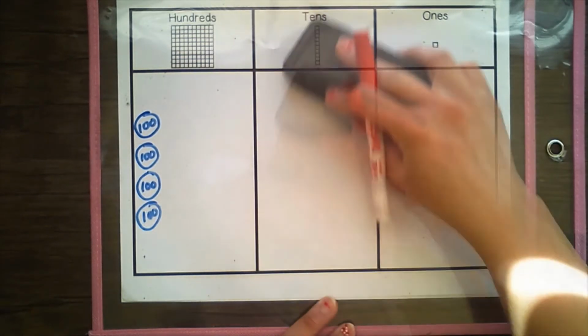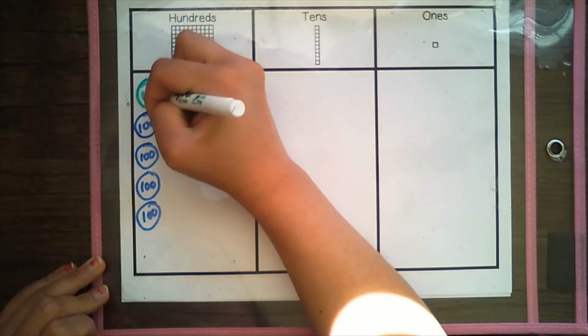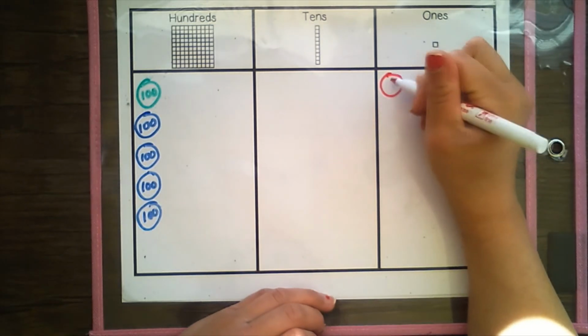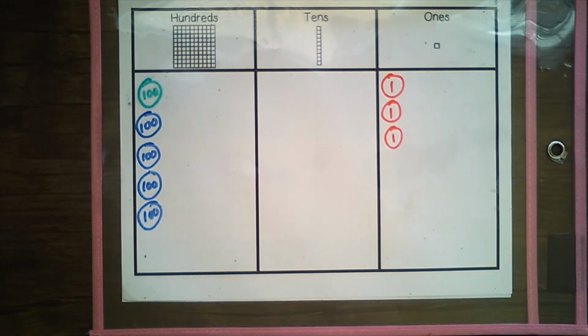Now I want you to show me 500 again. So let's go ahead and erase this. Show me 500 again. Alrighty, we're back to 500. Now show me 503. Great. How can you show me 10 less than 503?